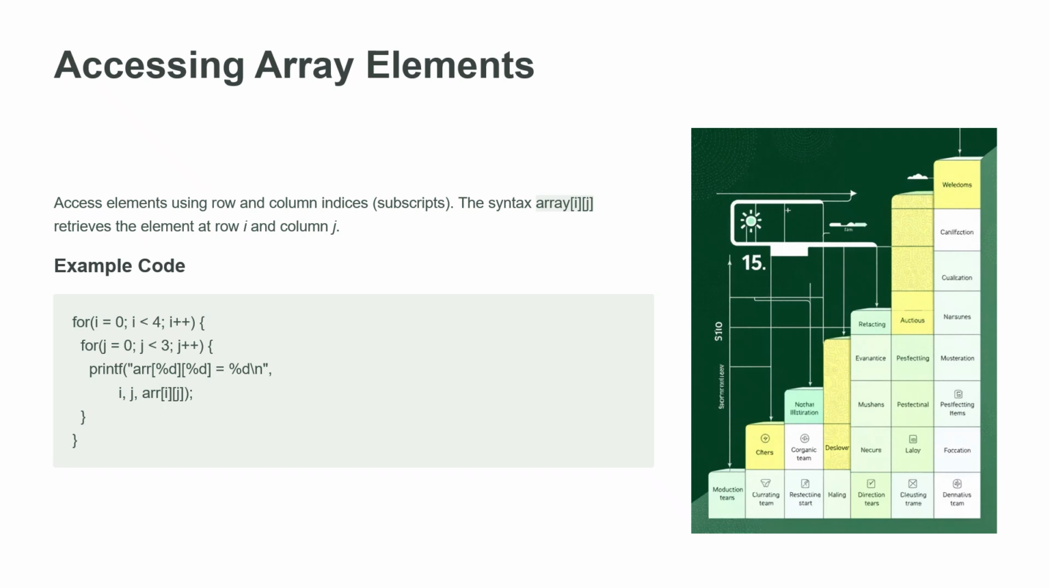How do you access? An element in a two-dimensional array is accessed by using the subscripts, that is nothing but the row index and column index of the array. The syntax array[i][j] retrieves the element at row i and column j. Here you are taking a for loop for i equal to 0, condition i less than 4, and i plus plus. j equal to 0, condition j less than 3, and j plus plus. So here, array[i][j] you will be printing out, such as the first column and the second row.